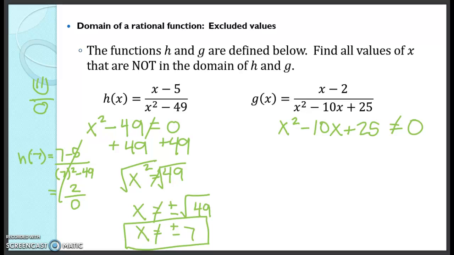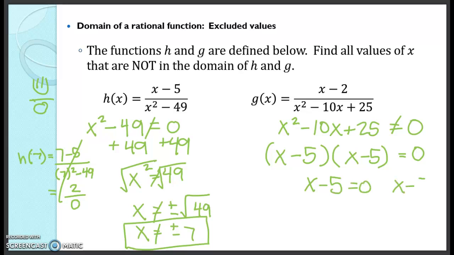From here, we could either do the quadratic formula, but first let's see if it can factor. If it can factor, then the quadratic formula isn't necessary. What multiplies to be 25 and adds to be negative 10? Well, that's negative 5. So I'm going to have x minus 5 times x minus 5. Well, that's a perfect square, equals 0. So x minus 5 equals 0, or x minus 5 equals 0.